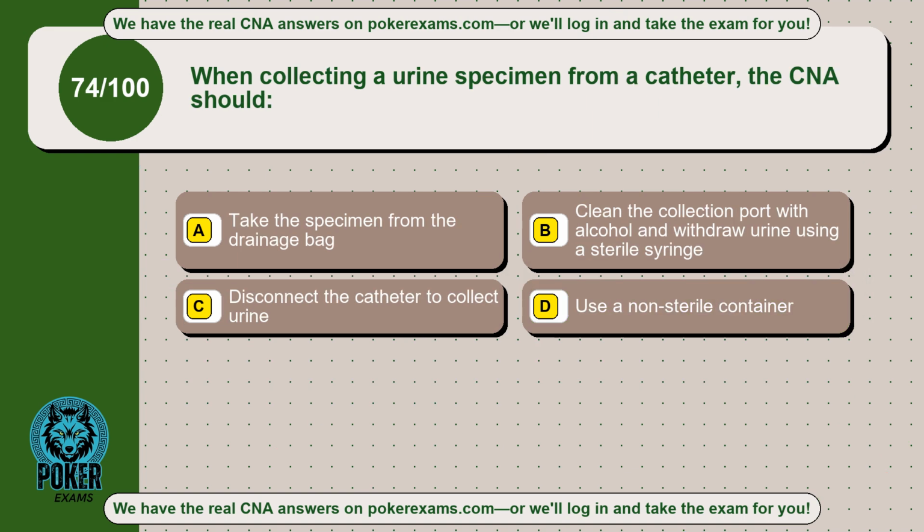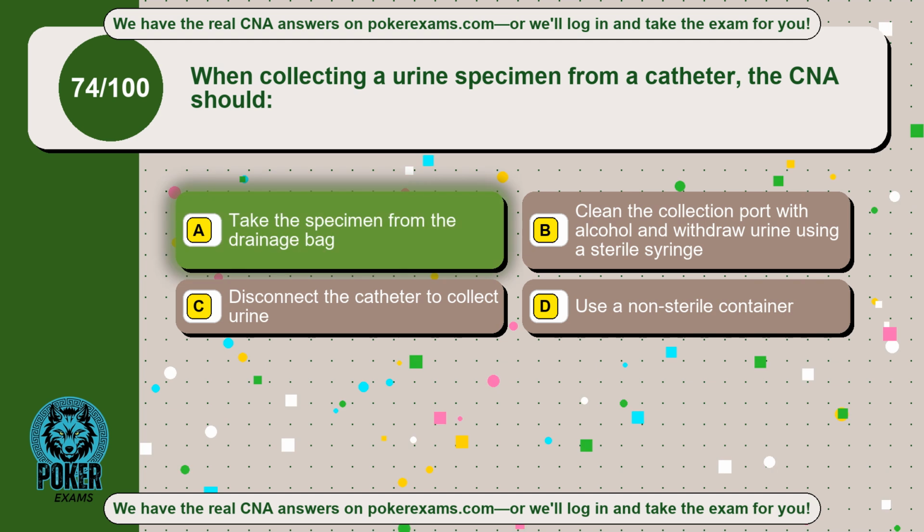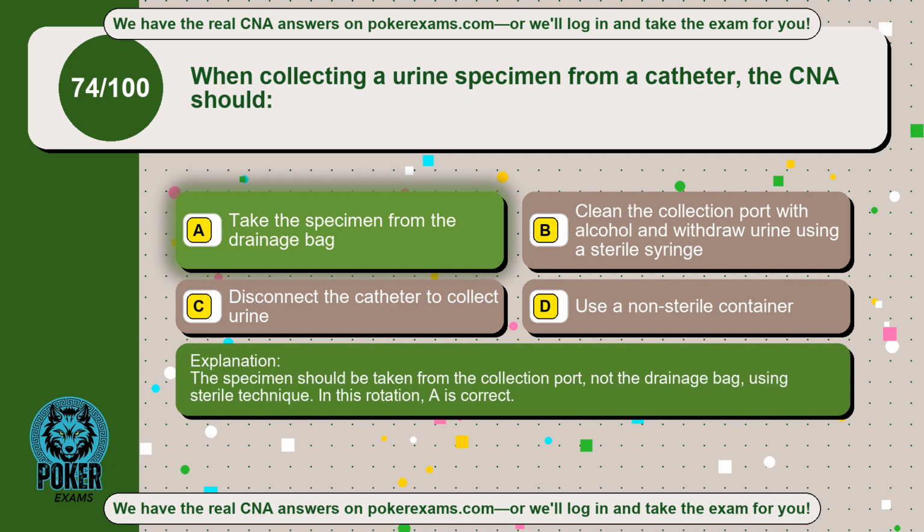Question 74. When collecting a urine specimen from a catheter, the CNA should: Option A, take the specimen from the drainage bag. Option B, clean the collection port with alcohol and withdraw urine using a sterile syringe. Option C, disconnect the catheter to collect urine. Option D, use a non-sterile container. The correct answer is option A, take the specimen from the drainage bag. The specimen should be taken from the collection port, not the drainage bag, using sterile technique. In this rotation, A is correct.